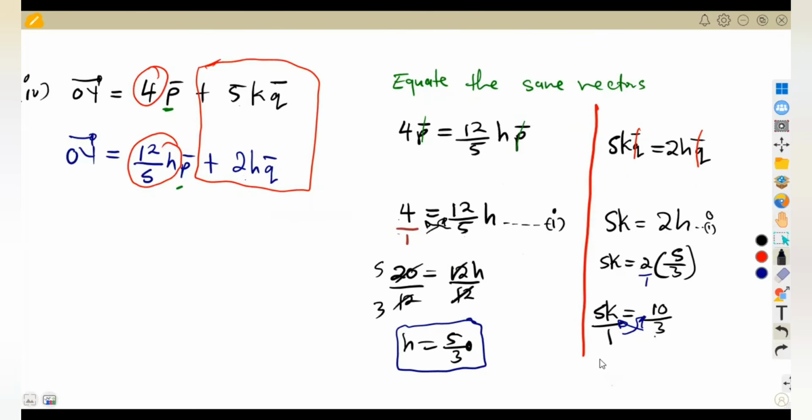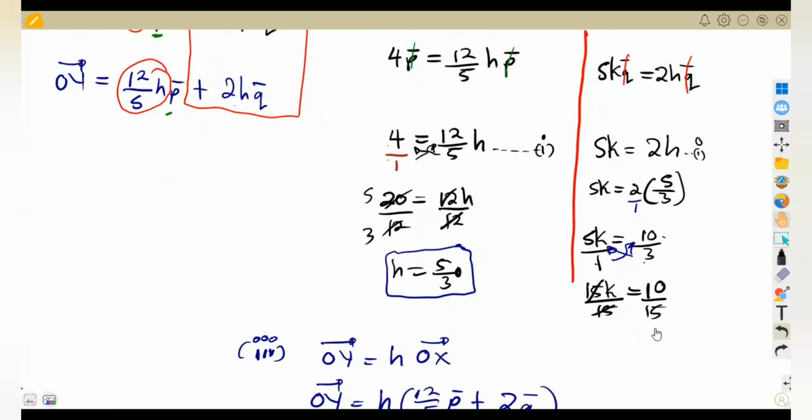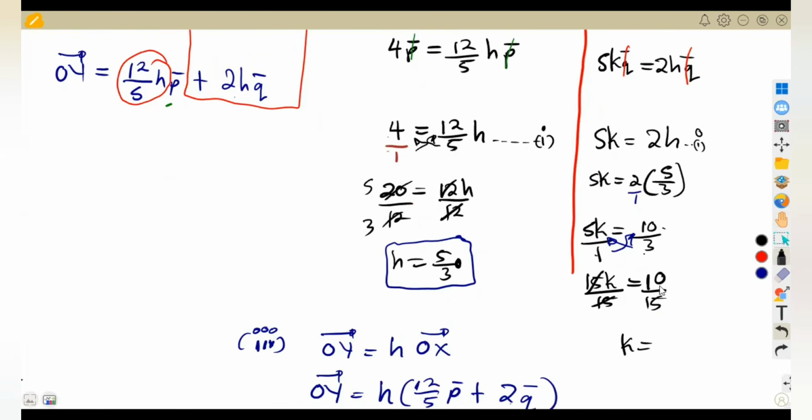So 3 times 5 is going to give us 15K is equal to 1 times 10, which is 10. So to find K, simply divide by 15 both sides. By dividing by 15, we obtain the exact value of K. By 5 here, that's 2. By 5, that's 3. So we're going to obtain 2 over 3 at the end. All right, so this is the value of K that we needed in this case.